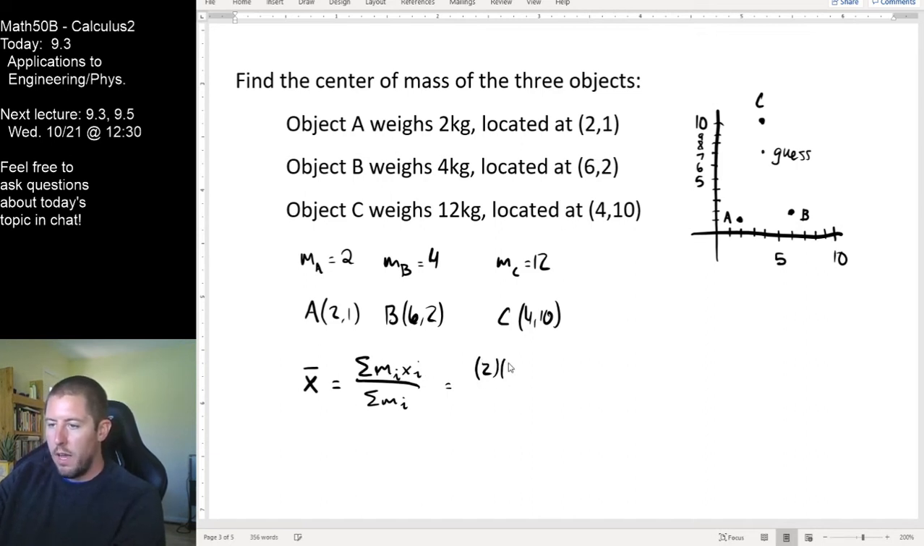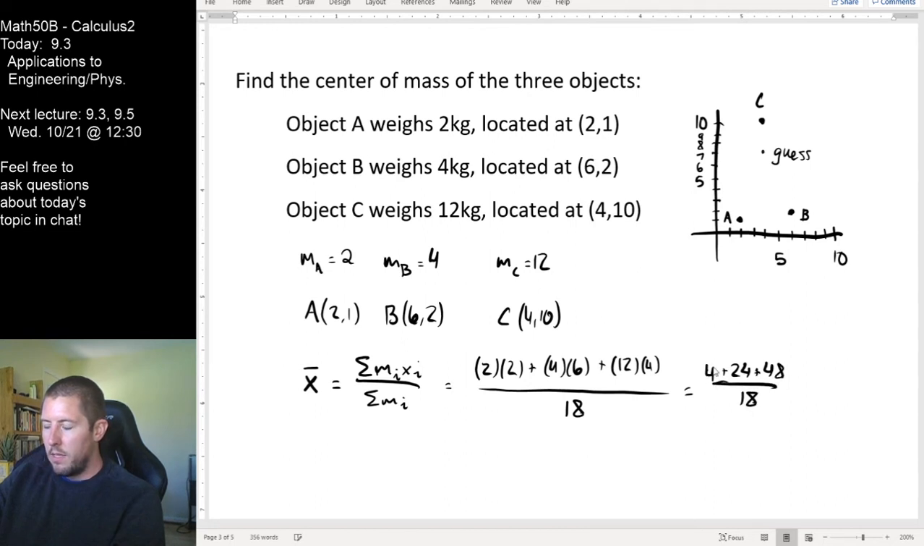Here I'm going to get 2 times 2 plus 4 times 6 plus 12 times 4. And we're all going to be divided by the sum of the masses. 2 plus 4 is 6 plus 12 is 18. So it looks like I'm getting 4 plus 24 plus 48 over 18. That's 28, and 48 is 76. And 76 over 18, I'm getting 4.2 repeated here.